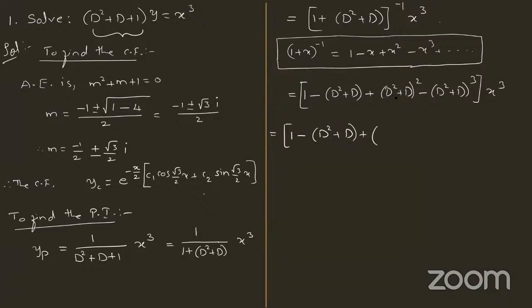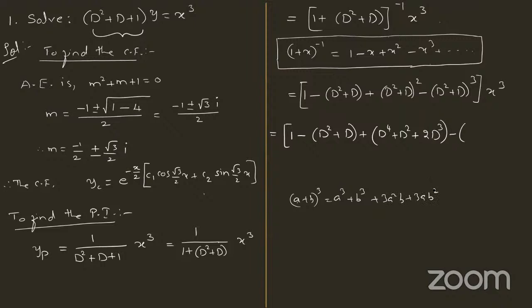It's like a plus b whole square, you see. A plus b whole square, where a is d square, means it is d power 4 plus a square plus b square means d square plus 2ab, 2 times d square into d, which is 2 times d cube, minus, look at this carefully. Even if you expand this, for the first problem, let us try to do this using this formula. A plus b whole cube, you know, is a cube plus b cube plus 3a square b plus 3ab square.